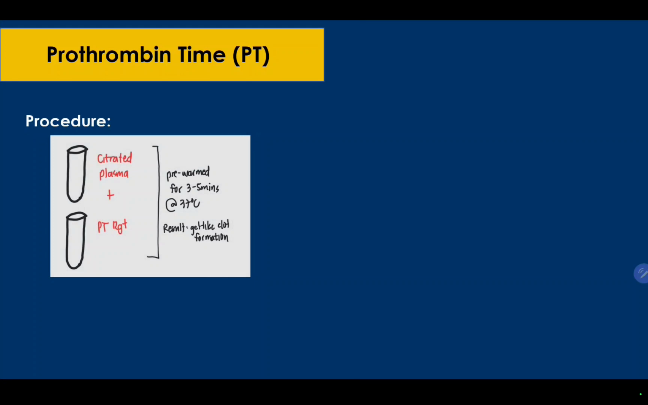As you recall, the following are the procedures in the prothrombin time. Aliquots of the patient's plasma and the PT reagent are warmed at 37 degrees Celsius for 3 to 5 minutes. Afterwards, 0.2 milliliters or 200 microliters of the reagent is transferred into 100 microliters of the patient's plasma. A gel-like clot formation indicates the end point of the test is achieved. The time is then recorded. For the controls, the patient's plasma is replaced with the controls and the same procedure is done to check the integrity of the test.